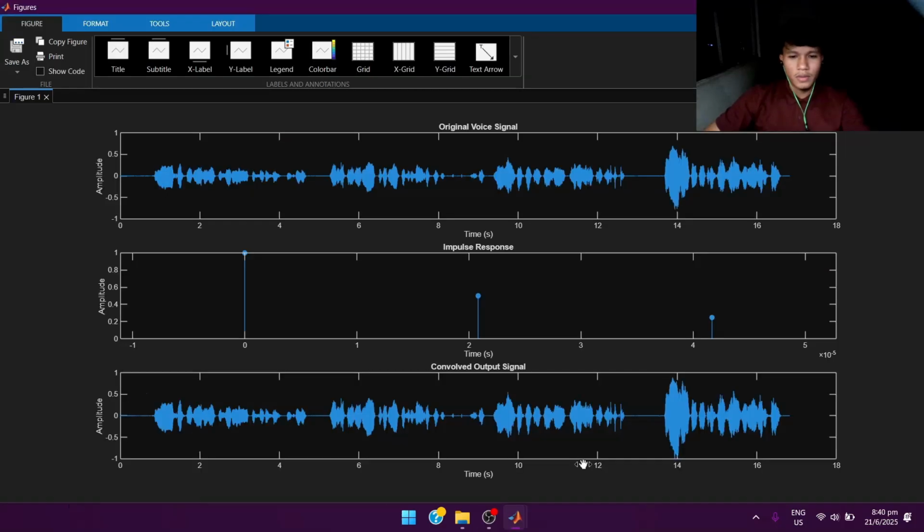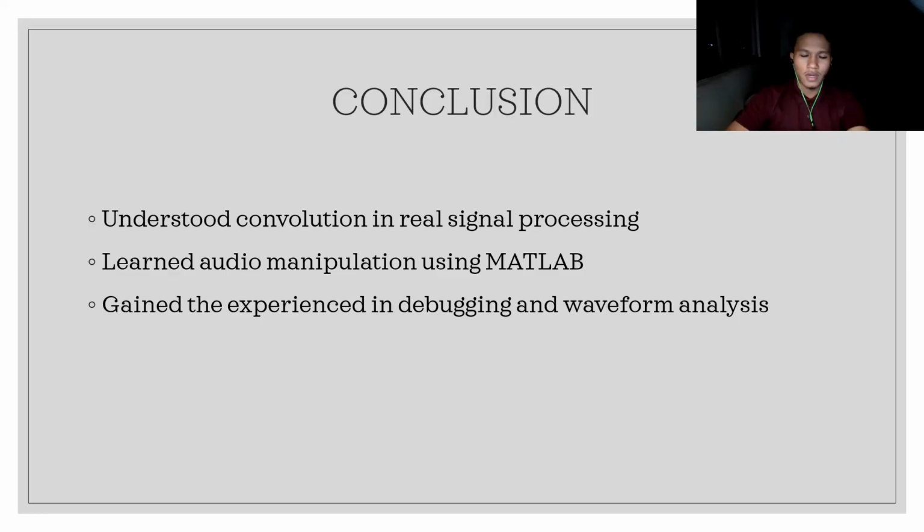Okay. So let me explain the results visually. At the top, we have the original voice signal. You can clearly see the waveform structure that represents the spoken words. In the middle, we have the impulse response. It's shown using a stem plot because it's a short, discrete-time signal. At the bottom, we see the convolved output signal. It closely resembles the original voice but has a trailing effect. This is due to the convolution, which spreads the original signal based on the impulse response. So that is all from me.